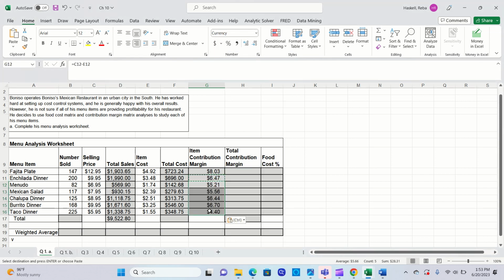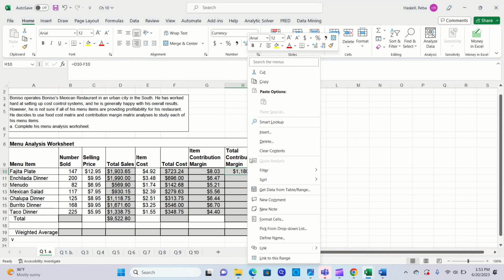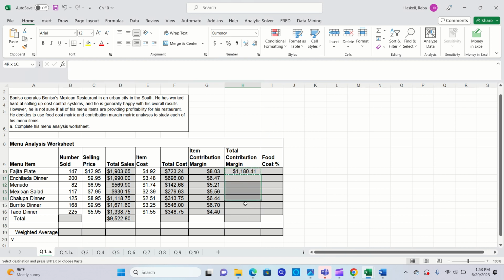So let's look at our total contribution margin here. We have our total sales, and we subtract out our total cost. So our total contribution margin for all the fajita items that he sold is $1,180.41. Now we can calculate that for all of our items.